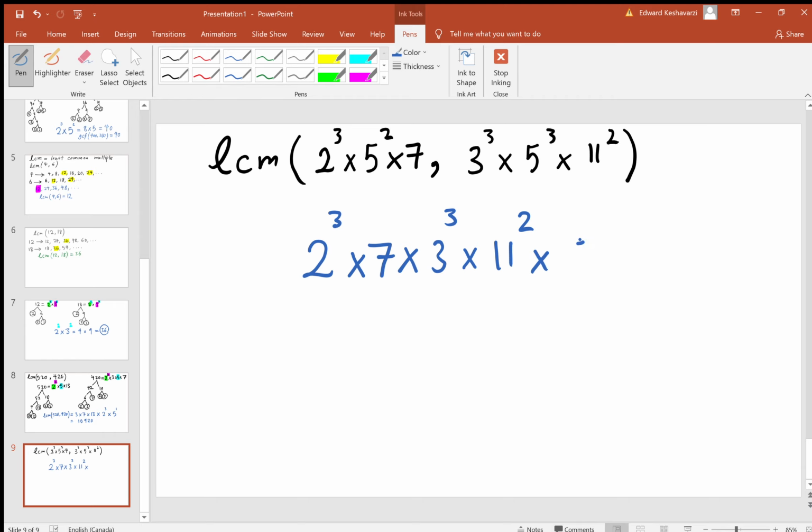And which exponent will you choose for 5? The largest. You compare the exponents. See, I'm going to mark them 2 and 3. And then you choose the larger one, which is 3. I'm not going to evaluate this number. We are done here. This is the LCM. You can use your calculator to find the final answer, but it's not necessary at this point.